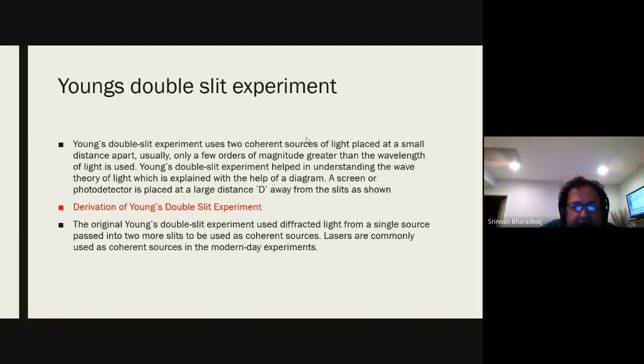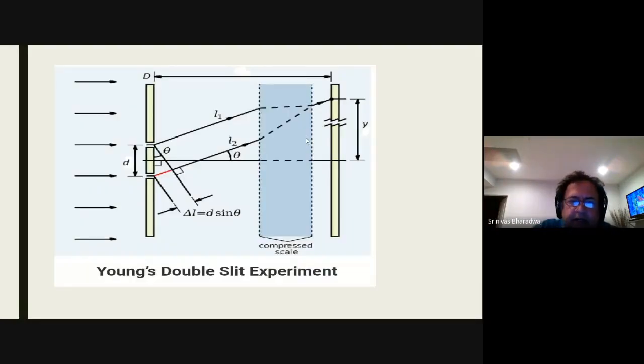Okay, a screen or a photo detector is placed at a large distance away from the slits. So you have the two slits, then a large distance away you have the screen, or photo detector. The laser emits the light, and we have parallel light coming to these points.